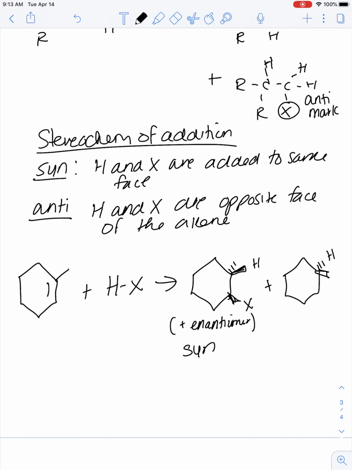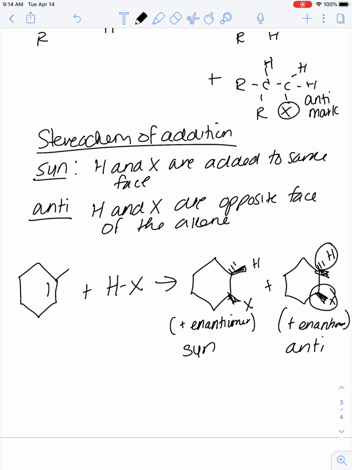And we also can have the anti. So H and X are on opposite faces, right? So one's pointing behind and one's pointing in front, plus the enantiomer. And again, this would be our anti-addition.